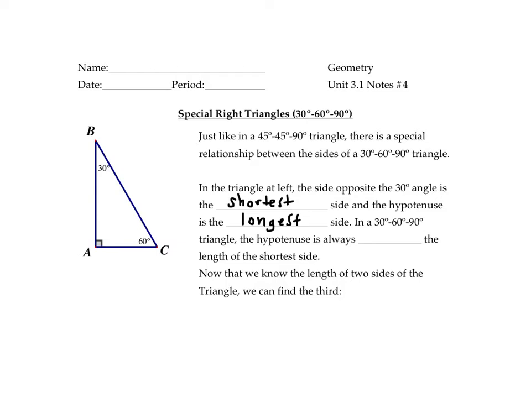Okay, in a 30-60-90 triangle, the hypotenuse is always twice the length of the shortest side. So check this out. If I say that the side opposite 30 degrees has a length of x, that automatically means that the hypotenuse would be 2x. So that's always going to be true for a 30-60 right triangle. Okay, now that we know those two sides, let's take a second and solve for this third side, c. And notice that c is across from the 60-degree angle.